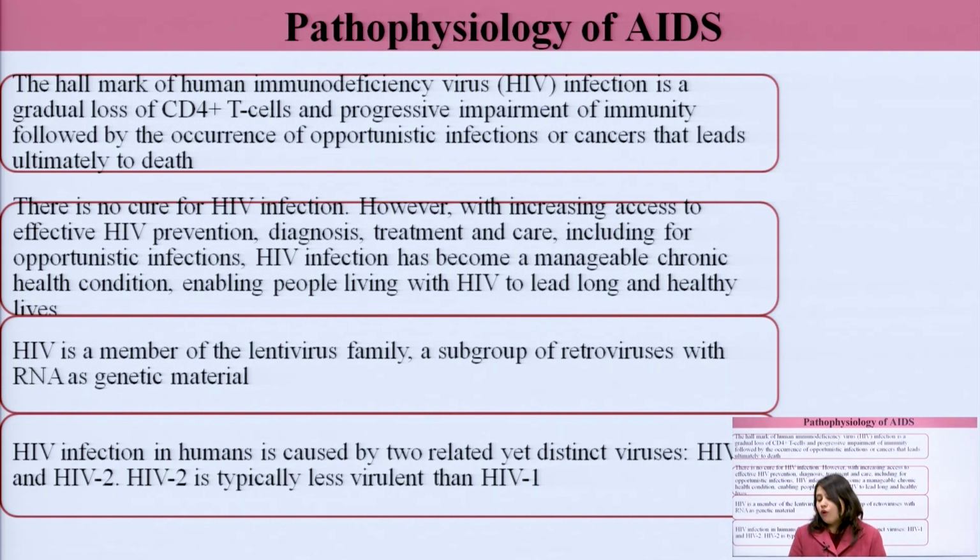There is no cure for HIV infection. However, with increasing access to effective HIV prevention, diagnosis, treatment and care, including for opportunistic infections, HIV infection has become a manageable chronic health condition, enabling people living with HIV to lead long and healthy lives. This means no cure is available for HIV infection.